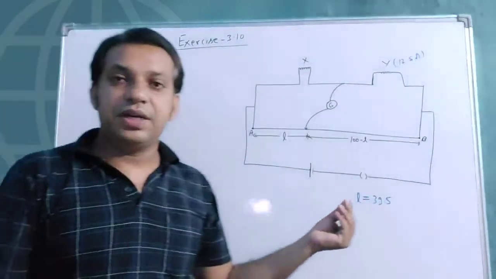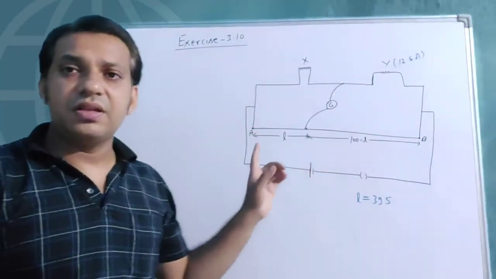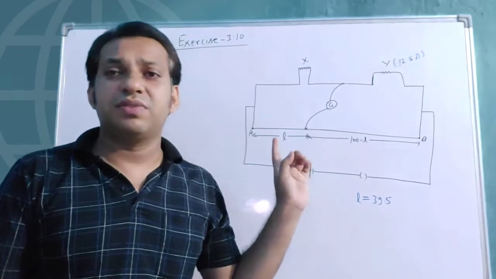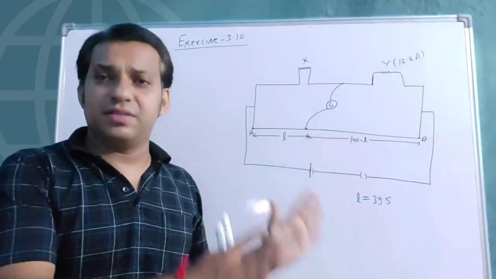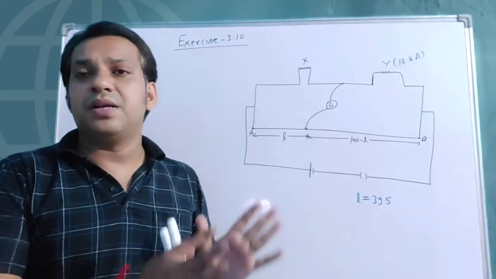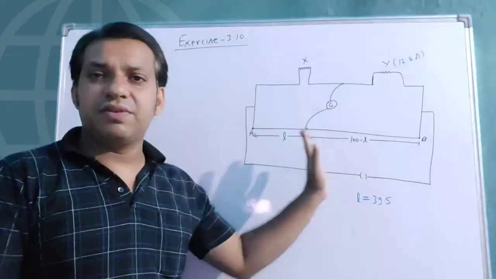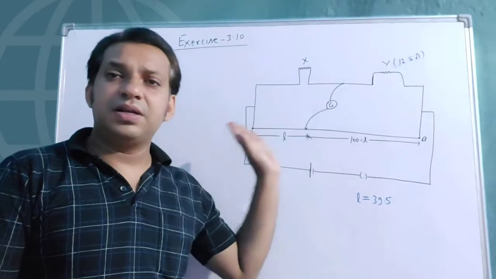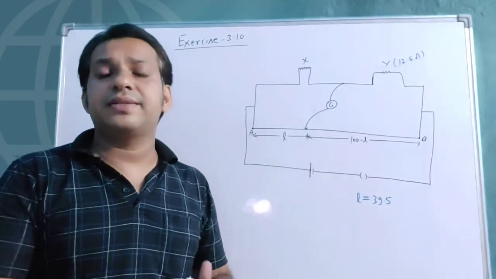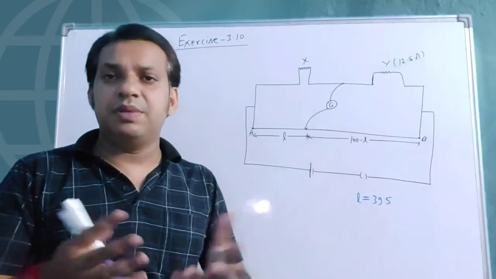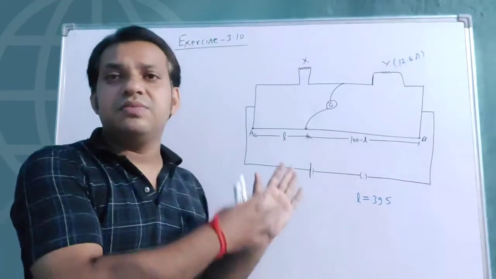In the question, the example number 3.27 figure is mentioned, which is the reference meter bridge setup. In that figure R and S are mentioned, but in the question X and Y are there. So maybe you have the doubt which one is X and which one is Y.